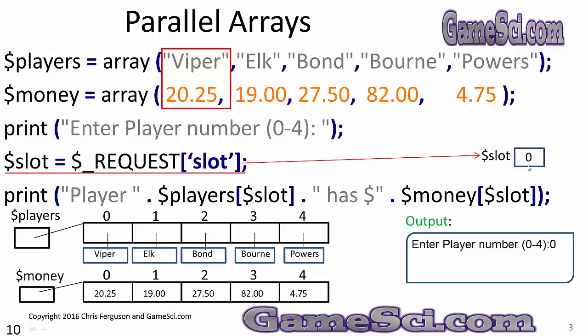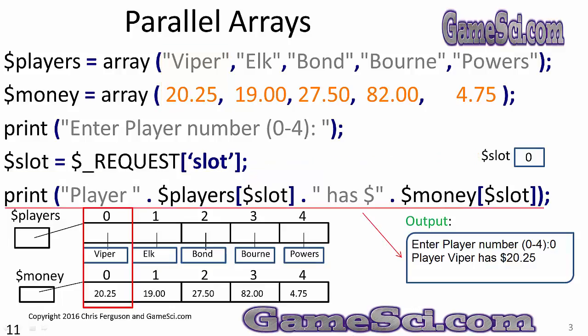So you can see the variable $slot has the value of 0 in it. That means we want to access slot 0 of the array, or the first item in the array. When I go to output this line of text, I'll go to player slot 0 and you'll see there's a Viper in that. And then I'll go to money slot 0 and you'll see their amount 20.25 shows up. The red boxes are showing you the data in the 2 parallel arrays.